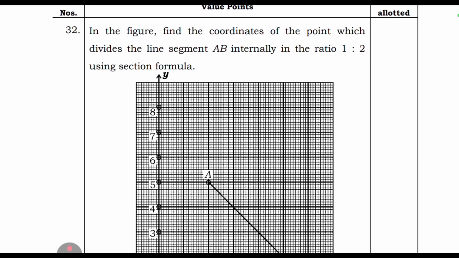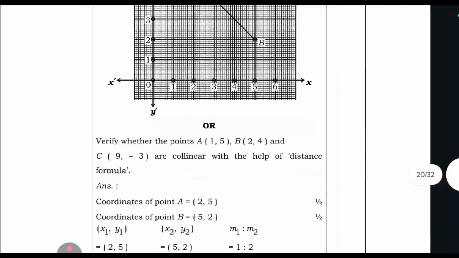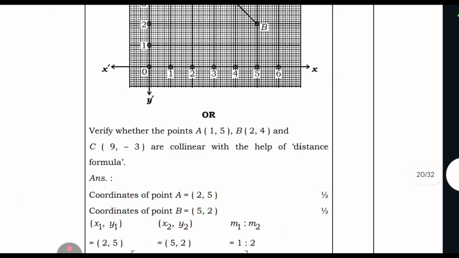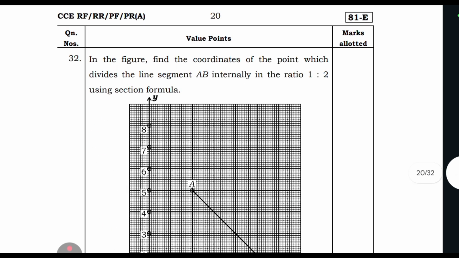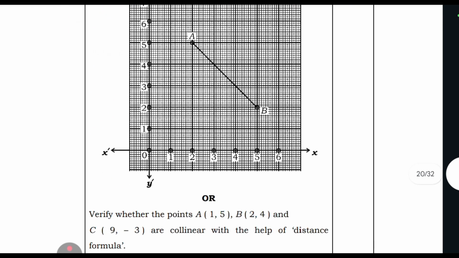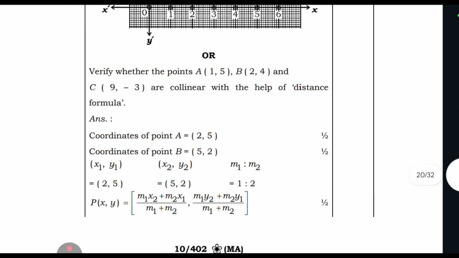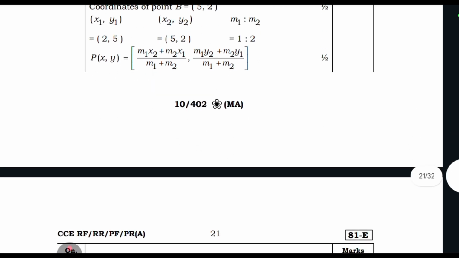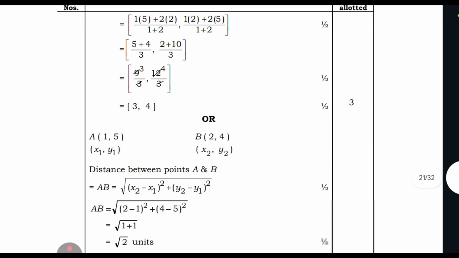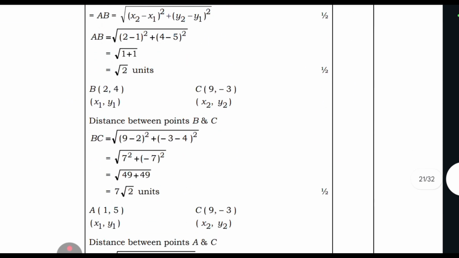And this is the graph they have given, the 32nd question. You need to solve in this manner, because they have given the graph in the ratio form, and the answer starts from here, coordinate 2,5, and we have to solve by the midpoint formula. This is the solving for that.